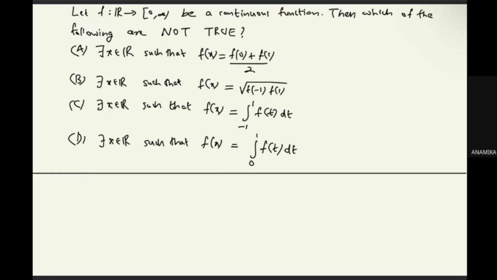Read the question carefully every time. Whatever conditions are given, you shouldn't miss them. Everything should be taken carefully. Here f is a function from R to [0, infinity), a continuous function. Which of the following are not true? That is the main thing you should see, because sometimes it's a general tendency to find the options which are correct and mark them.